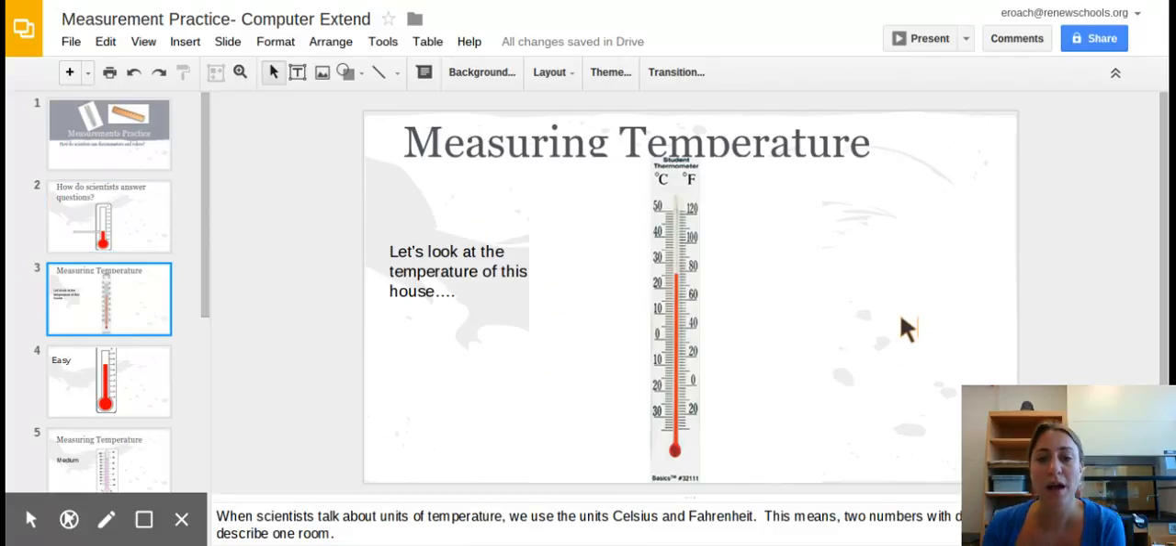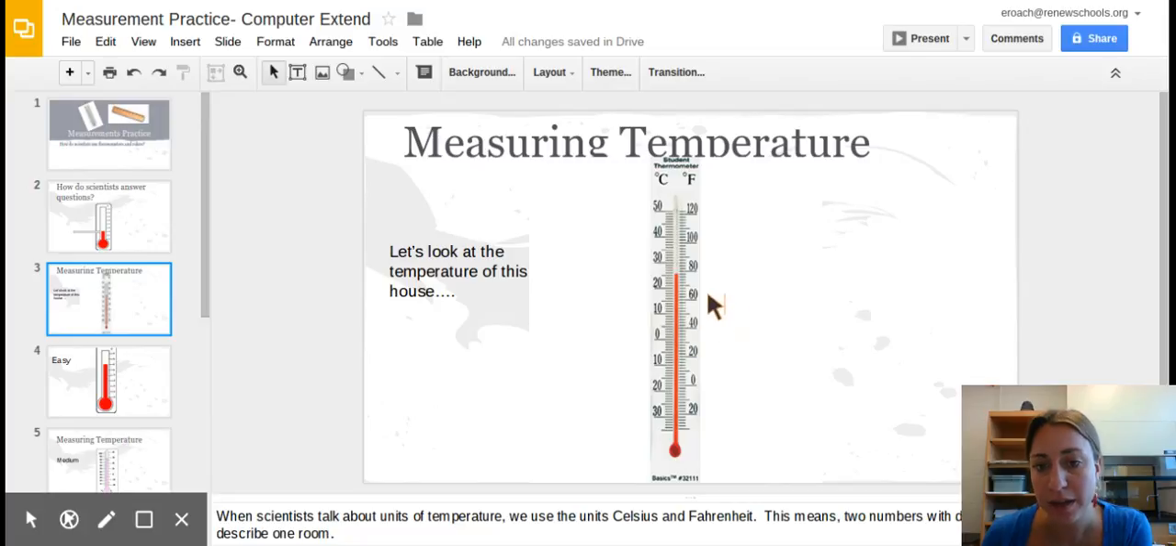Sometimes when you are measuring temperature, thermometers can show both degrees Celsius and degrees Fahrenheit. When scientists talk about units of temperature, they use both of those units, Celsius and Fahrenheit. This means that two numbers with two different units can be used to describe one room. Let's look at this thermometer, which is showing the temperature of a room in a house. I see on the Fahrenheit side, it's counting 20. Oh, that's a negative 20. Don't get tricked because there's the 0.